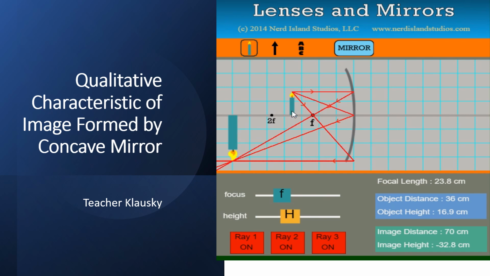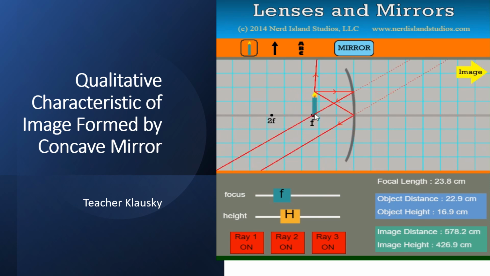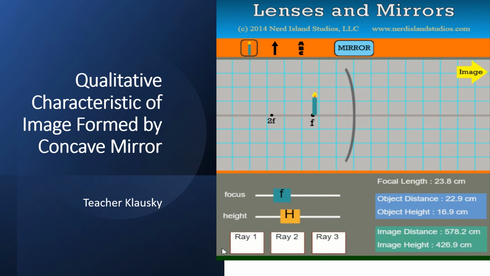What if I place the candle at the focal point? Is there an intersection of the three rays? Here in front, you can see that there is no intersection of the three rays. So this will be ray 1. Ray 2 is going here, not hitting the surface of the mirror.